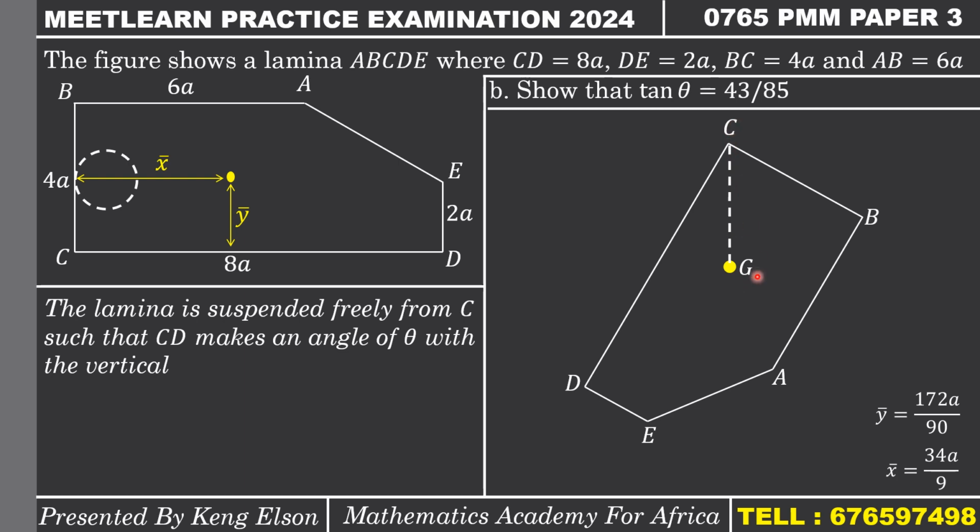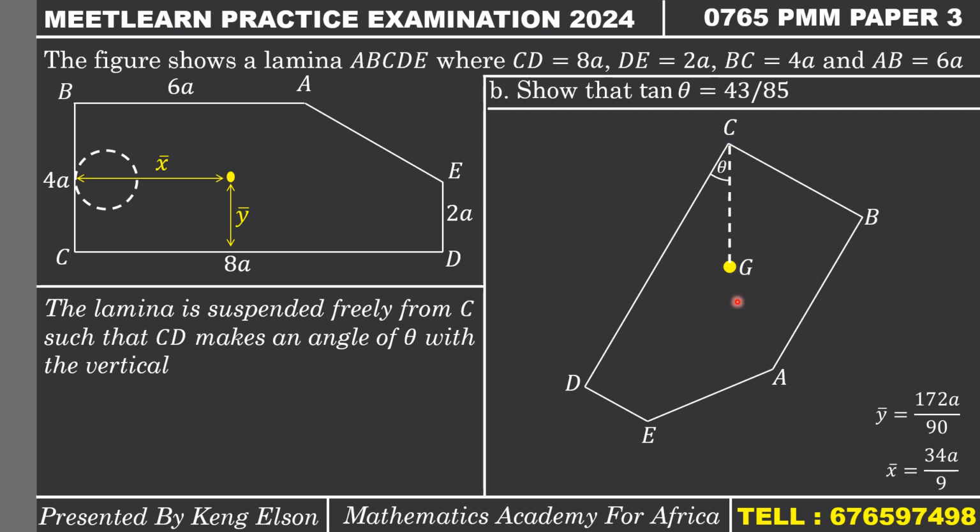So CG is my vertical. Now CD is making an angle of theta with the vertical. So note this condition, okay? So whenever you're suspending, note that from the point of suspension to the center of mass of the system, the line joining the 2 points is supposed to be a vertical line. That is your vertical. So the angle we are interested here is the angle made by CD with the vertical. This is CD and this is a vertical. So the angle is the angle theta.